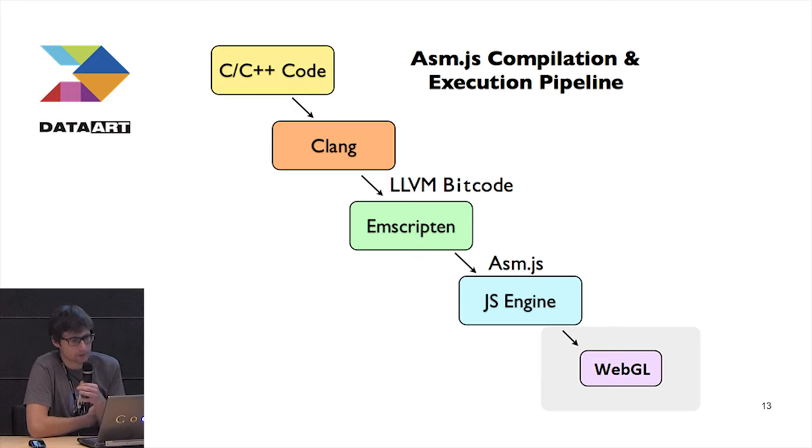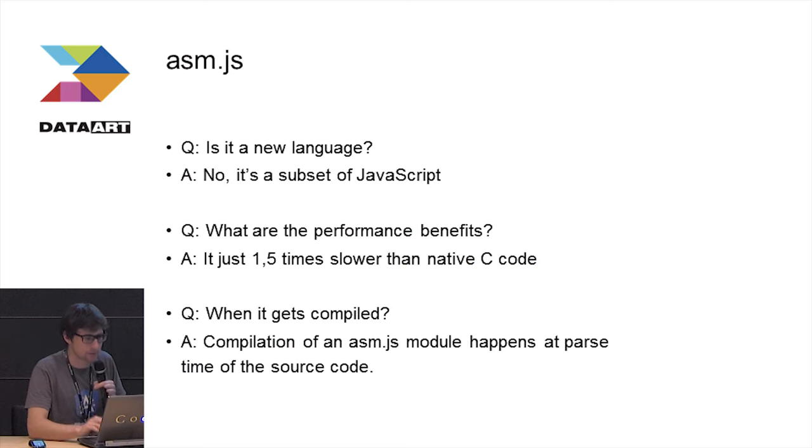Unity WebGL export uses the Emscripten compiler toolchain to transpile the C and C++ runtime code of Unity to actually JavaScript. And as I've already told you, asm.js is just a subset. It's not a new language. It's a subset of JavaScript that has lots of restrictions. If the browser doesn't support asm.js, it falls back to the regular interpreter and just-in-time compilation. But if the browser detects this piece of code that is asm.js, it can be compiled to very predictable performance, and it's just about 1.5 times slower than native C compiled code.